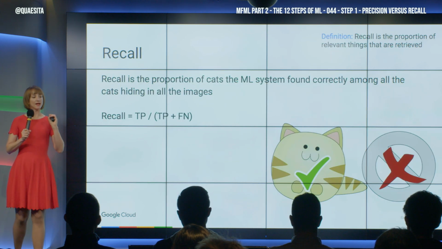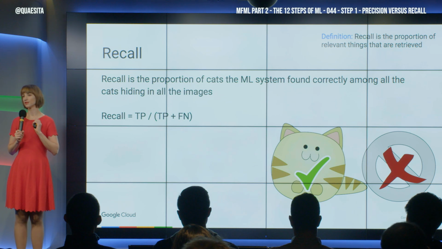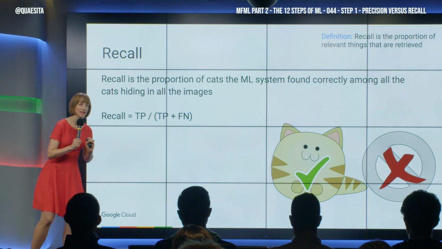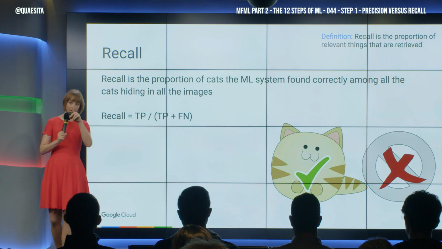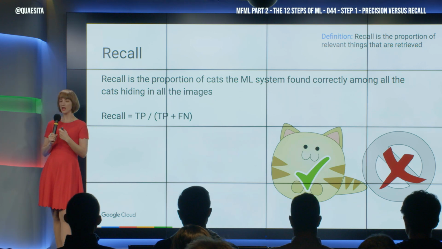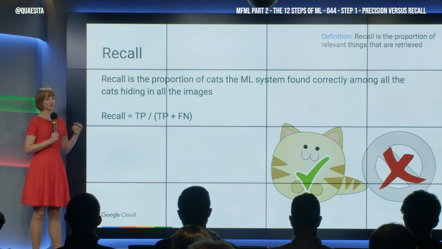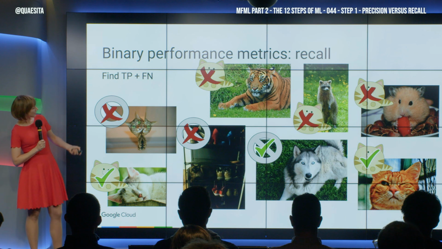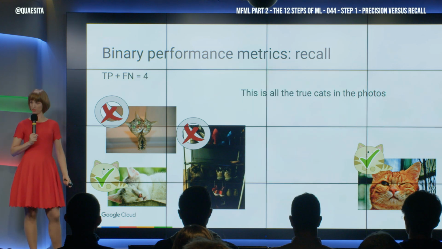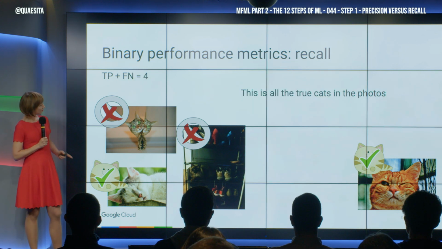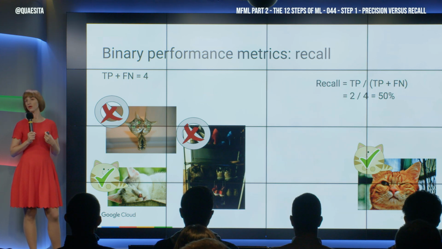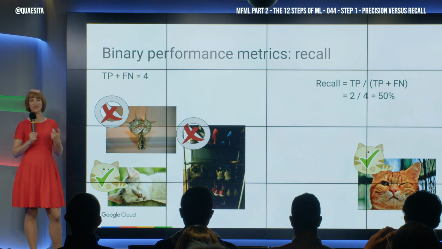Recall has the same numerator, different denominator. Recall says, of the things that were there that were actually cats, how many of them did it return for us? In order to compute it, we need to know what was actually a cat here. And that's those 4. And of them, how many did it give us back correctly? 2 out of 4, giving us a recall of 50%. A different metric.